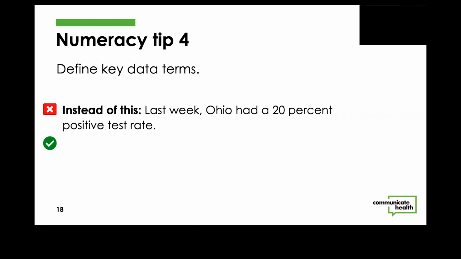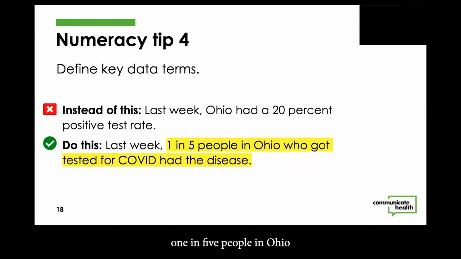For example, if I were to say, last week, Ohio had a 20% positive test rate. Epidemiologists, for example, understand what that means, but lots of people do not know what that means, right? And we don't want to take a chance that they are not going to understand our meaning here. So what can I do instead? Last week, 1 in 5 people in Ohio who got tested for COVID had the disease. So that is a lot more clear.